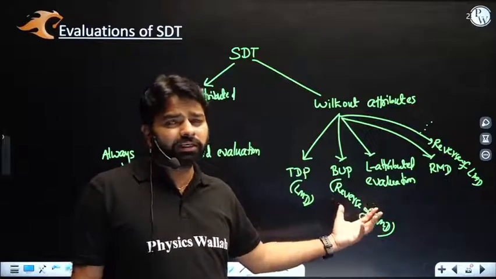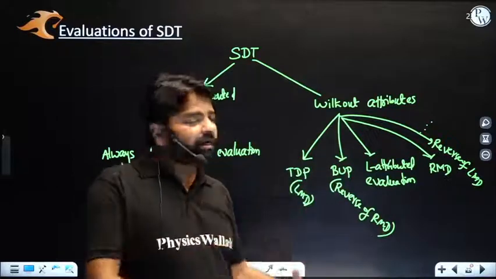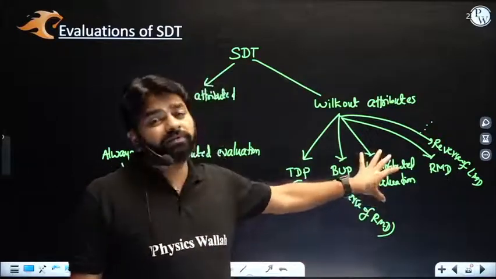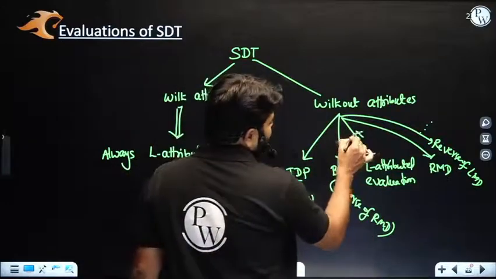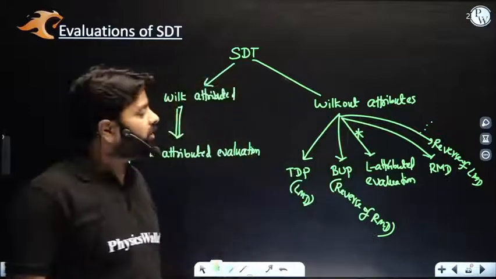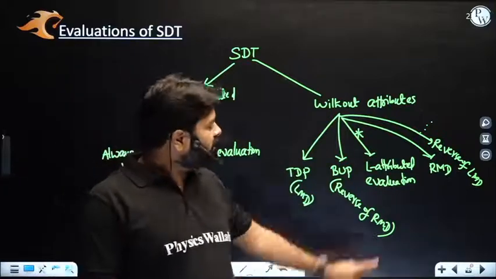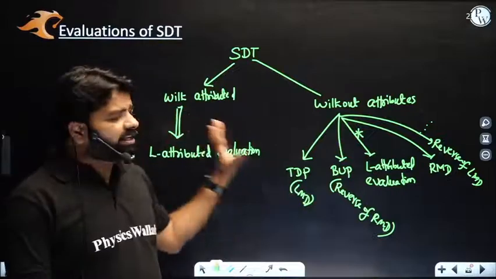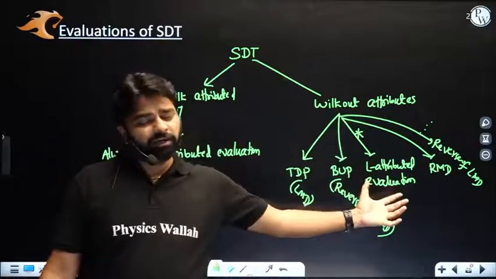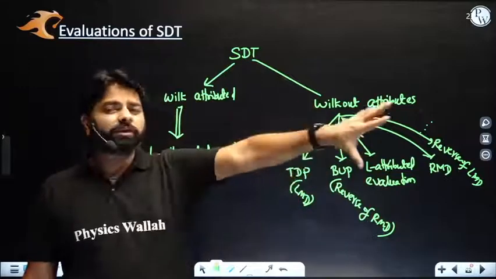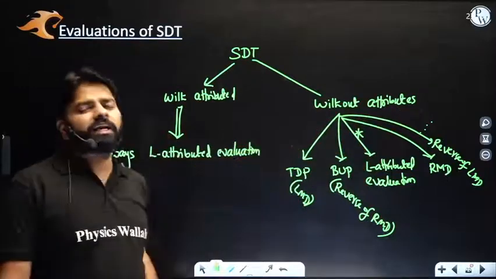Without attributes also, you can understand where the translation is, and based on that, you can understand. So you can always follow this if nothing is mentioned. By default it is this. But if anything is mentioned, then you must follow it. If not mentioned, always follow this. So if nothing is mentioned to evaluate it, then with attributes or without attributes, follow the L-attributed evaluation technique.